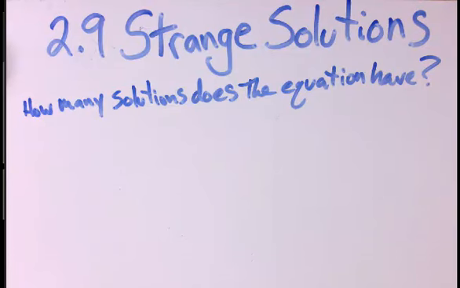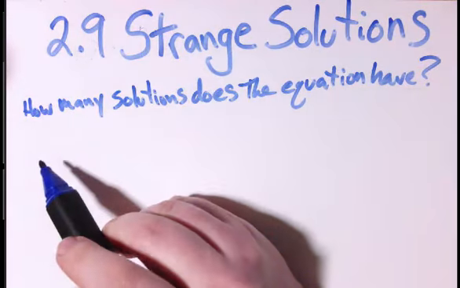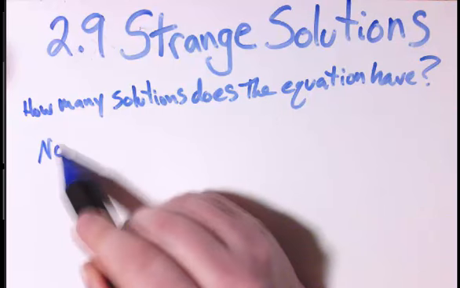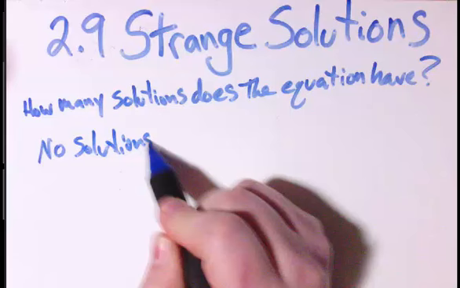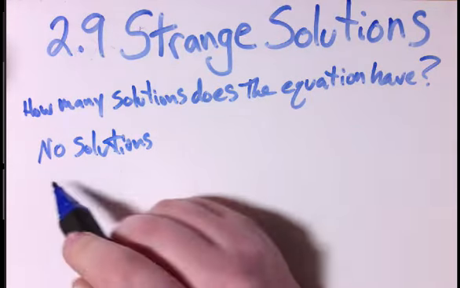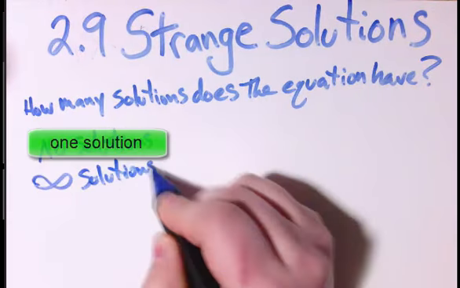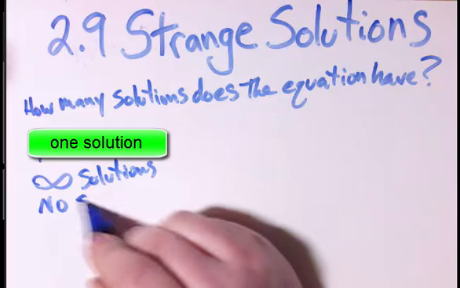Okay, so we are going to look at Unit 2, Lesson 9, Strange Solutions. So basically, the question that we're going to be asked for each of these is how many solutions does each equation have? We're looking to see if there's one solution, infinite solutions, or no solutions.